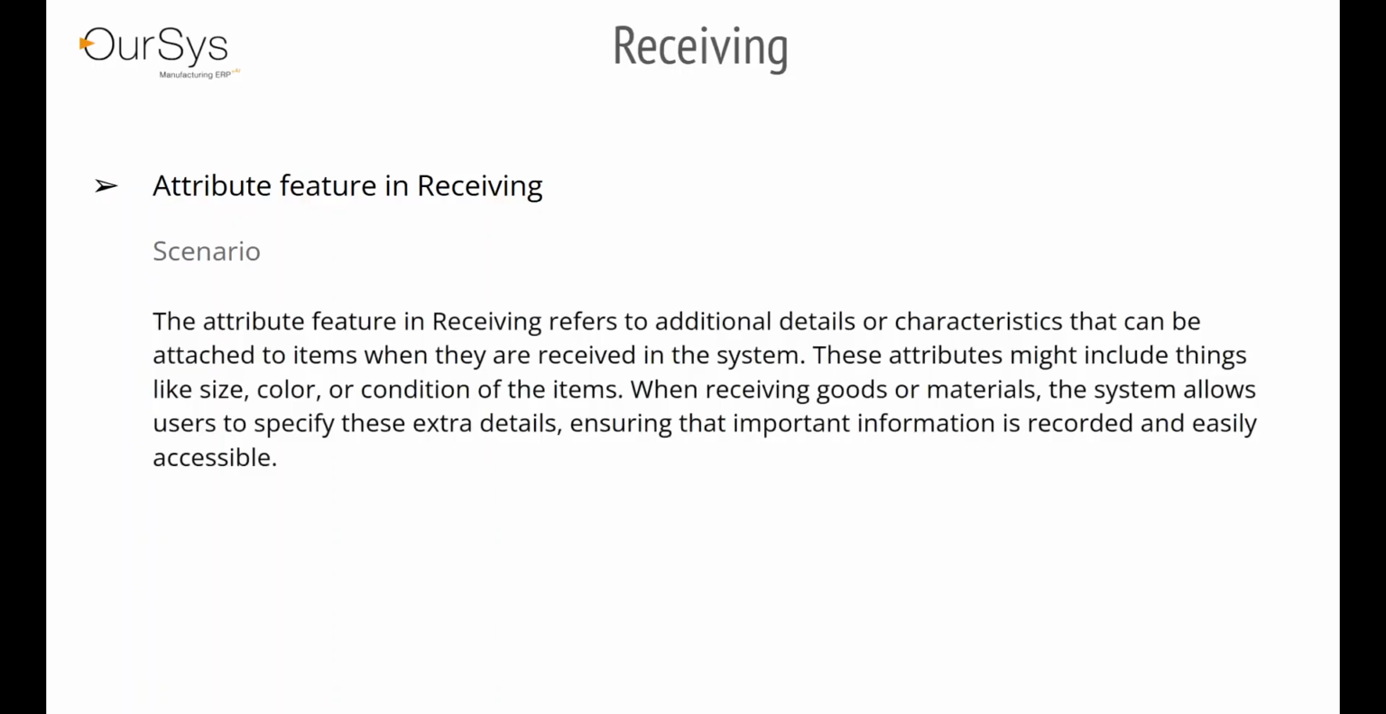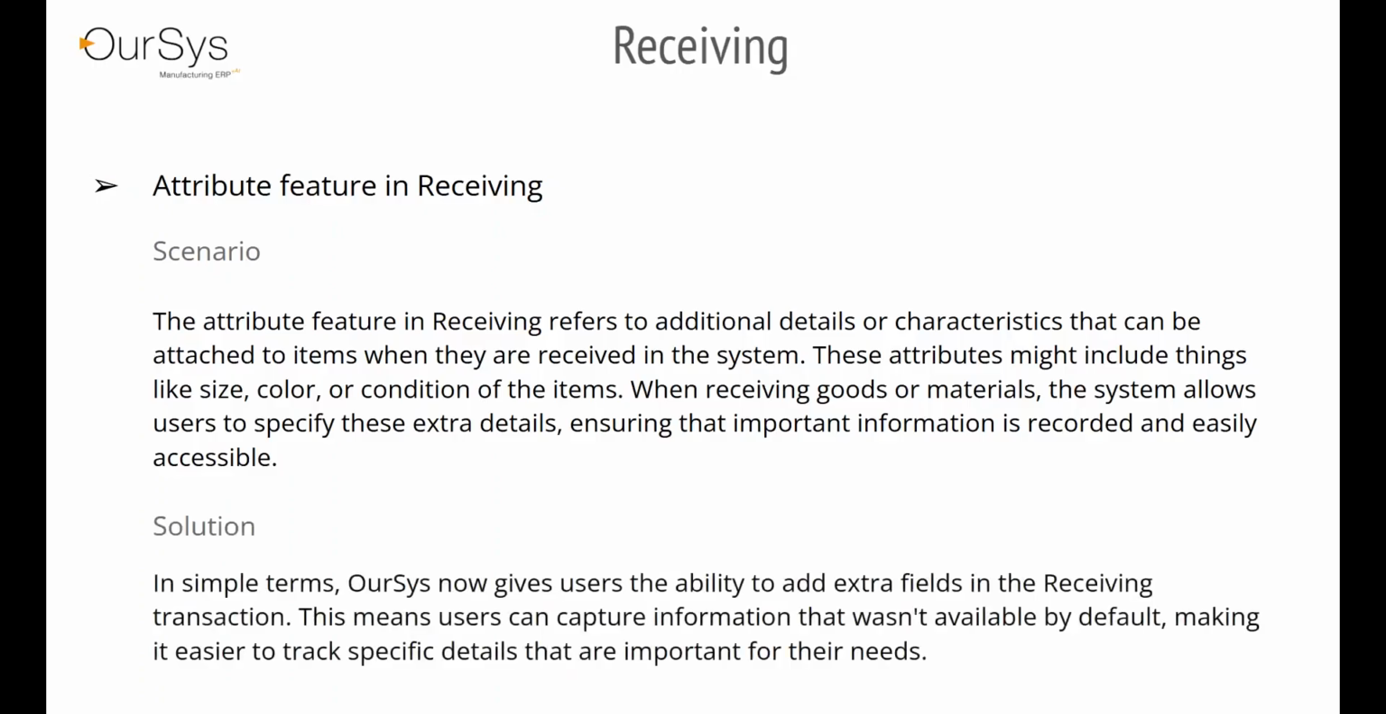Attribute feature in receiving. Similar to the advance shipment notice, while making a goods receipt note in our organization, if a user wants to put some additional information, we didn't have a provision, and the user had to put a comment in the document every time. Now we have given the provision to create new fields in the receiving, and your storekeeper can update the additional detail that has been received during the material receiving entry.